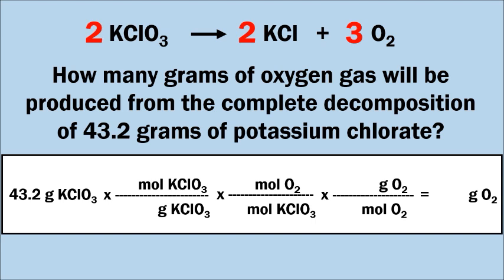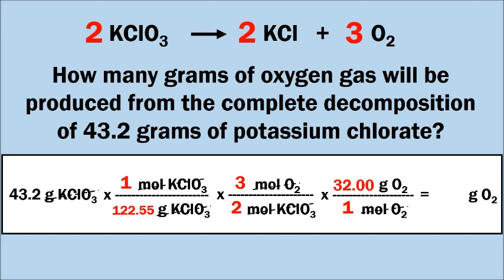The first step does not involve the coefficients, it involves the periodic table. And when we calculate the molar mass of potassium chlorate from the atomic masses of potassium, chlorine, and oxygen, we get 122.55 grams per mole. Now's the time to use the coefficients. There are 3 moles of oxygen produced for every 2 moles of potassium chlorate that decomposes. And then finally, back to the periodic table, there are 32 grams of oxygen in 1 mole. We can cross off all of the units except for the final unit, which is grams of O2.